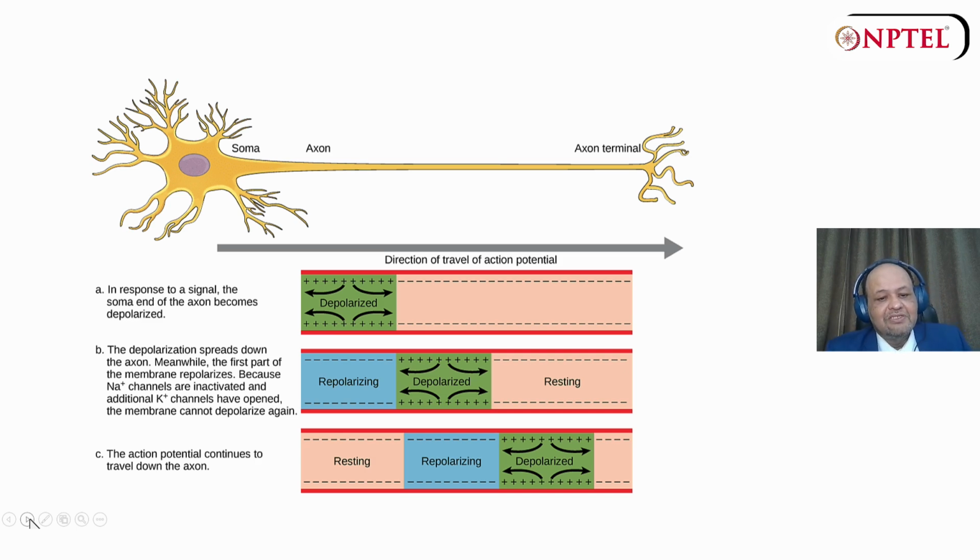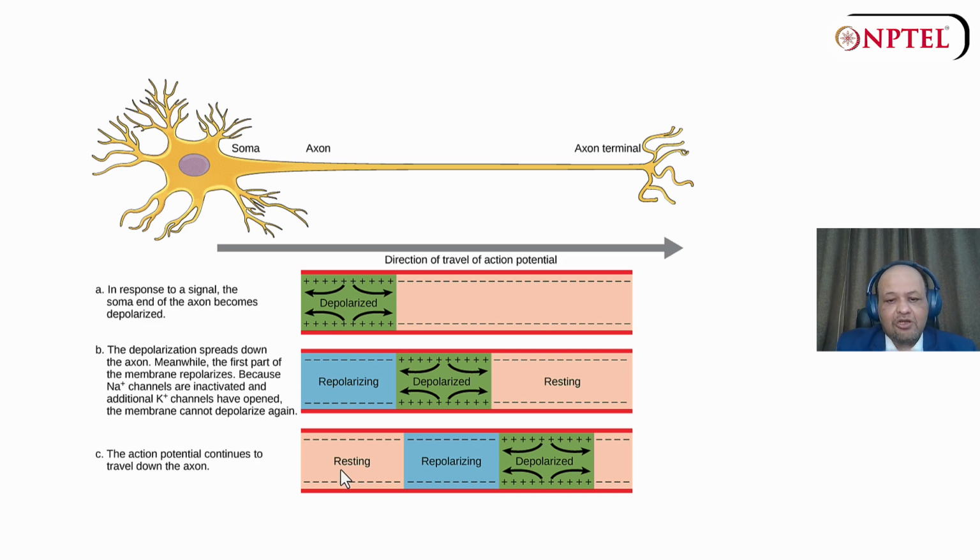In response to the signal, the soma end of the axon becomes depolarized. The depolarization spreads down the axon, and the first part of the membrane repolarizes. Because the sodium channels are inactivated and the additional potassium channels are open, the membrane cannot depolarize again, and the action potential travels down the axon continuously.